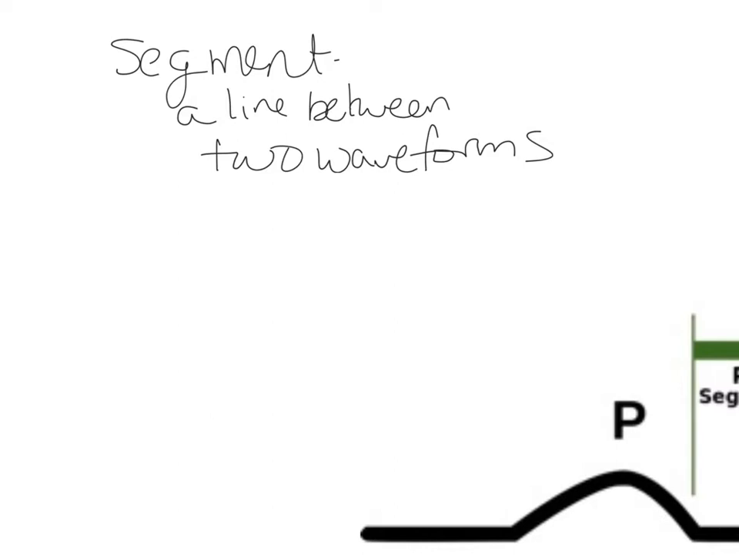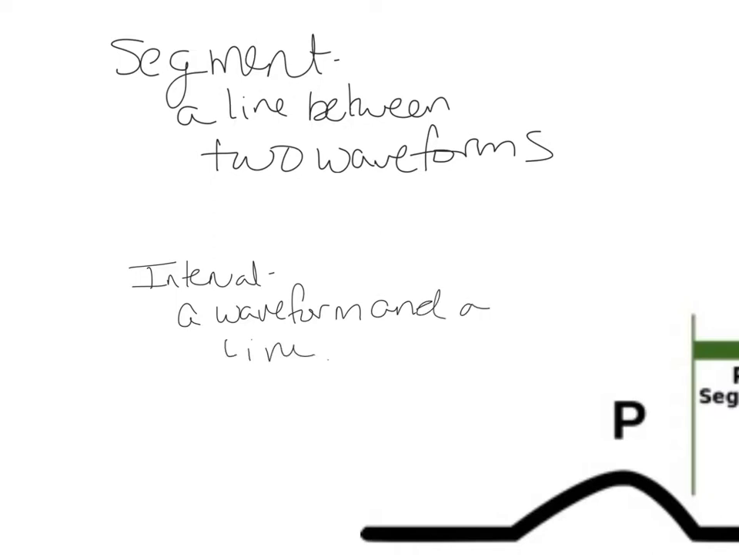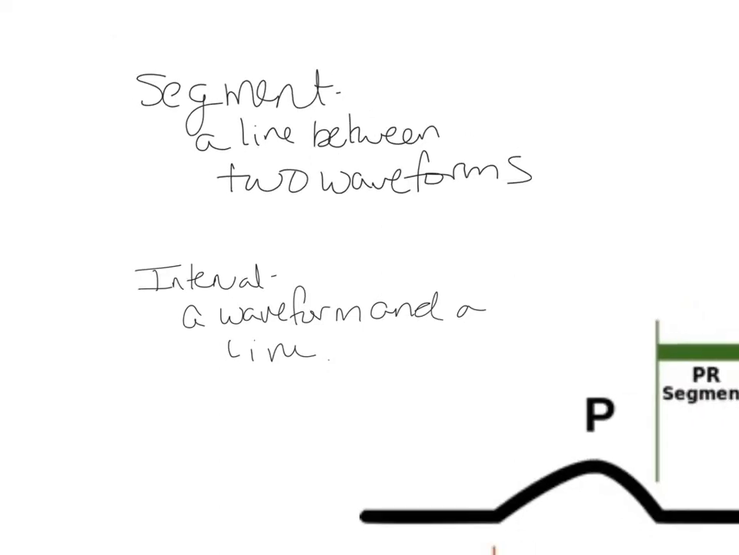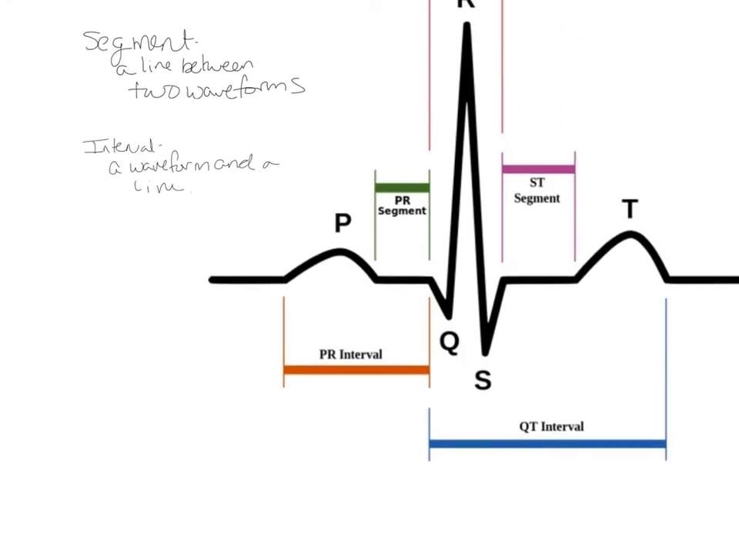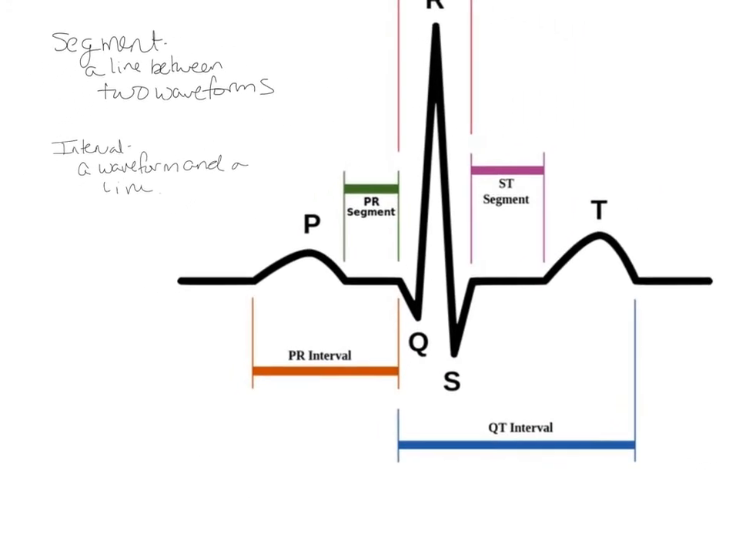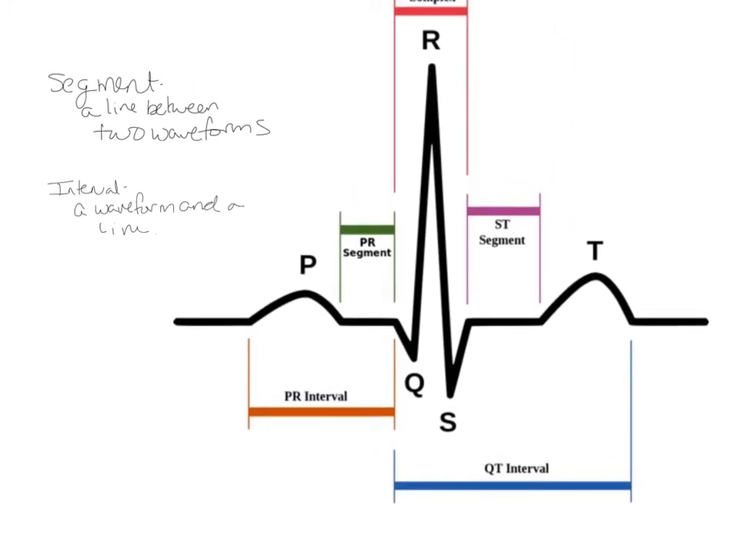So an interval is basically a waveform and a line. Okay, that's what an interval is going to mean for us. A wave and a line. Now, the x-axis is telling us about time.